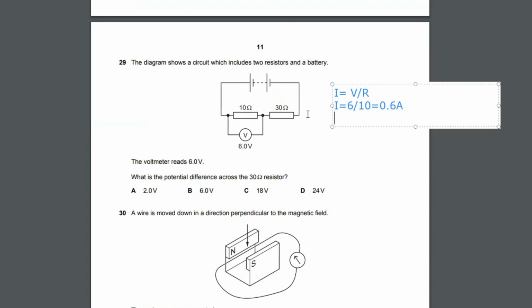Now, the current flowing through this resistor is 0.6, but as it is in series with the 30 ohm, that means 0.6 is also going through this 30 ohm resistor. Now I will use the same equation. Instead of finding current, I will find voltage. So voltage is equal to IR, which will be equal to 0.6 multiplied by 30. That comes out to be 18 volts. So the potential difference across the 30 ohms is 18. So the answer is C.